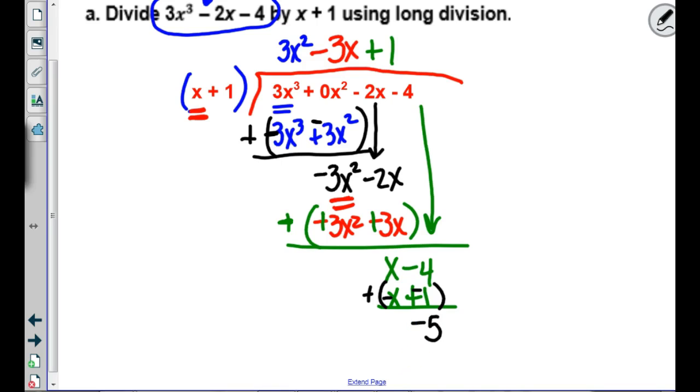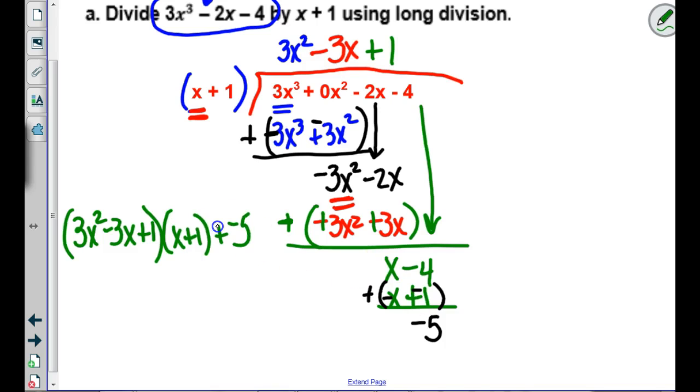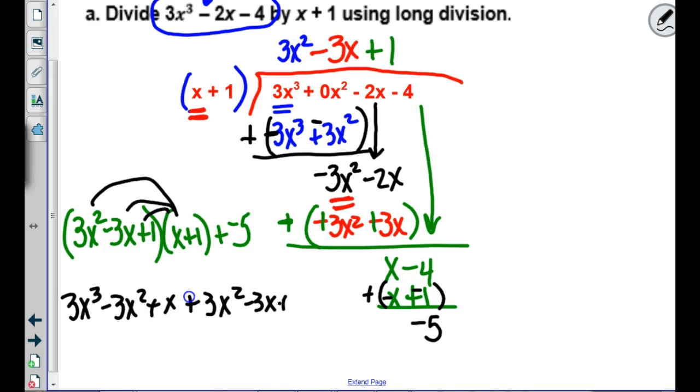All right. The check, if you were doing this on a quiz, would be to take your divisor, multiply it by your quotient, and when you're all done, add that negative 5. I'll do this really fast, okay? If I distribute the x through this parenthesis over here, I'll have 3x cubed minus 3x squared plus x. If I distribute the 1 back here, I'll have plus 3x squared minus 3x plus 1, and I have a minus 5 I'm supposed to do on the back.